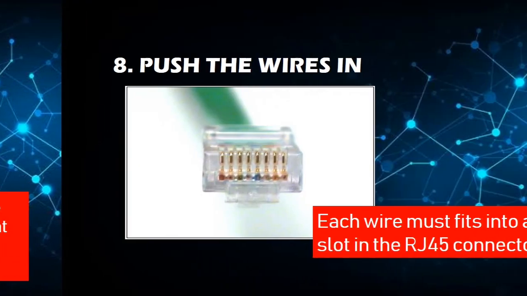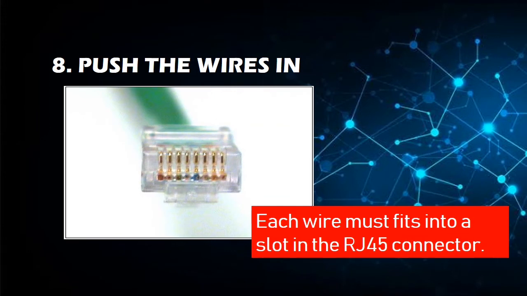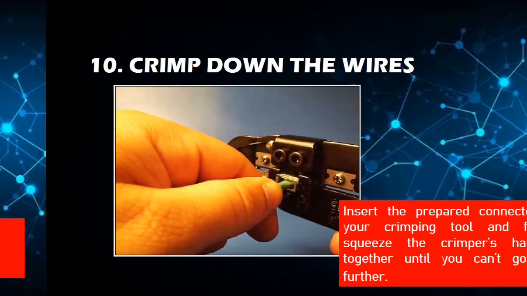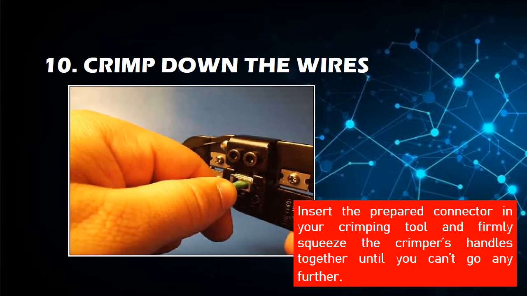After inserting the wires, you have to push them in so that each wire fits into a slot in the RJ45 connector. Then after that, you have to inspect the color code of your wires. Check if the arrangement of your wires is correct and well placed so that it will not cause any problem with the connection. Then after inspecting the color code, you have to crimp down the wires, meaning you insert the prepared connector in your crimping tool and firmly squeeze the crimper's handle together until you can't squeeze any more. This is to ensure that the wires will not be loose inside the connector.